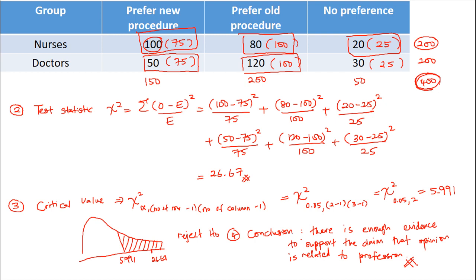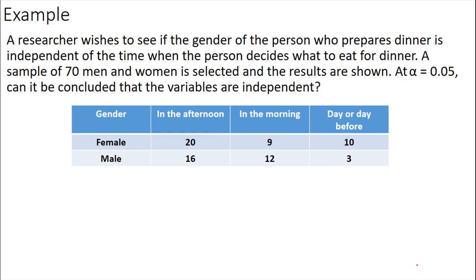Okay, now let's try one more example. A researcher wishes to see if the gender of the person who prepares dinner is independent of the time when the person decides what to eat for dinner. A sample of 70 men and a woman is selected, and the results are shown. At alpha 0.05, can it be concluded that the variables are dependent?